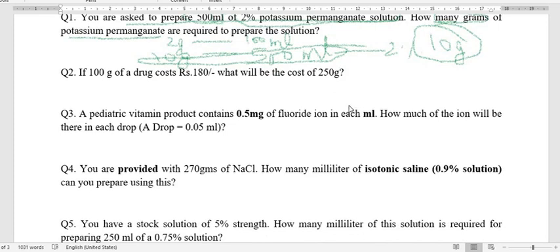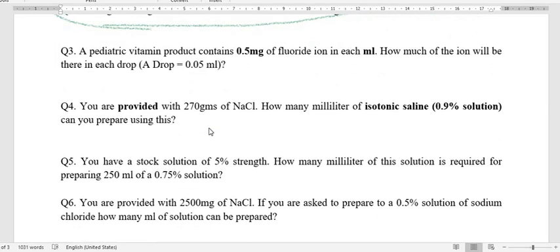Now we go to another question, and this is simple. You have to solve it in the practical notebook. Now we go to the other question, number 3: a vitamin product contains 0.5 milligram of fluoride ion in 1 ml of the solution. 0.5 milligram of fluoride is present in 1 ml of the product.